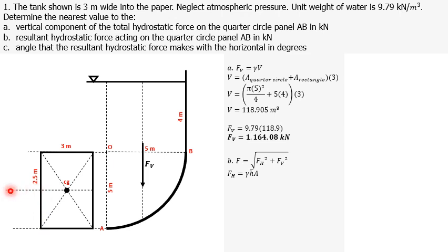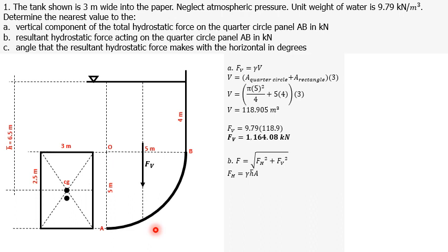So recall that h bar is the vertical distance from the liquid surface to the CG. So to get h bar, we simply add 2.5 meters and 4 meters. So that is equal to 6.5 meters. Now we're ready to solve for Fh.